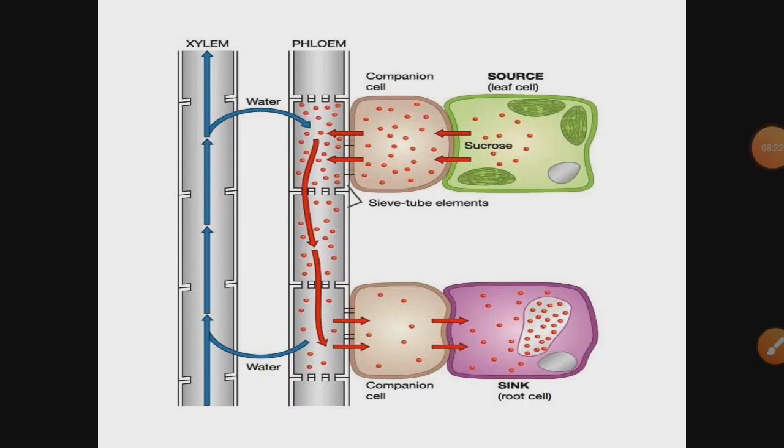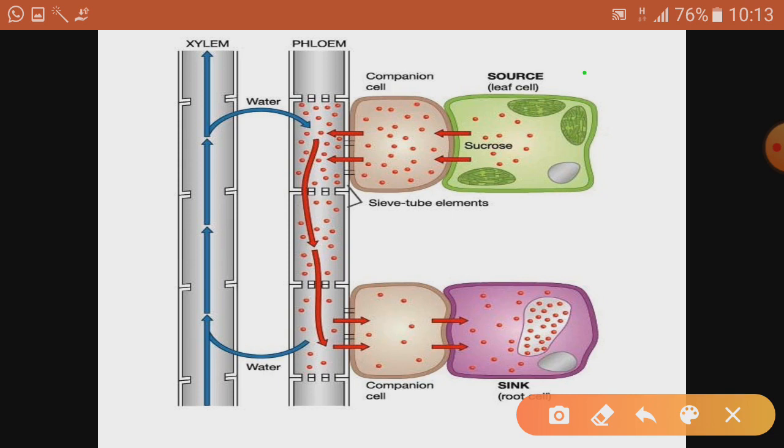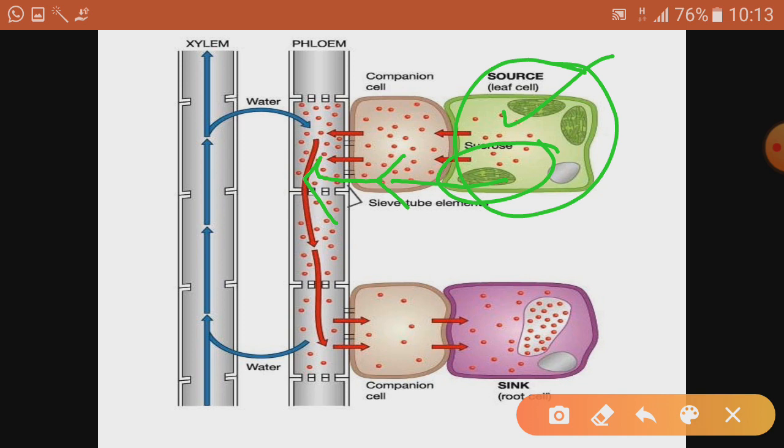If you see in this slide, very clearly it has been shown how the food moves in case of phloem. Now see, in the given picture, for example, this is the source, that is the leaf, where the food is prepared in the form of sucrose. Now the food will go to the companion cell and it will come to the phloem. Companion cell is nearby the sieve tube. This is the sieve tube.